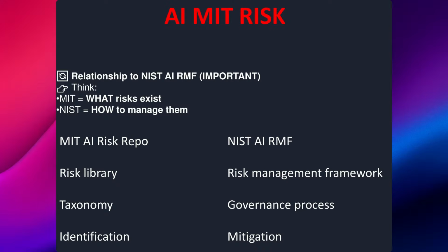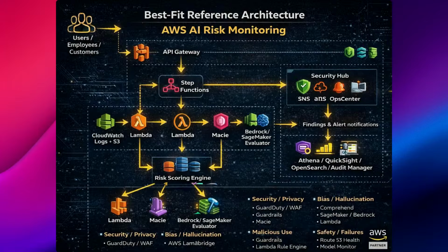Let me read these couple slides real quick. Relation to your NIST AI RMF. Once again, the MIT risk repository, the risk library. The RMF is going to have your risk management framework. The MIT is going to have your taxonomy. Your RMF is going to have your governance process. MIT AI risk has your identification. The RMF is going to have your mitigation. That's how you work those two in AI governance, the MIT and the oversight.